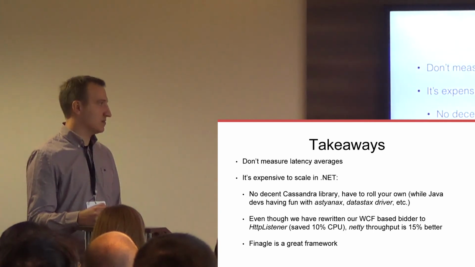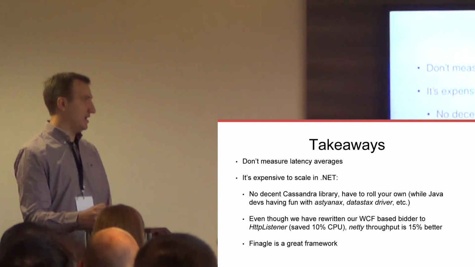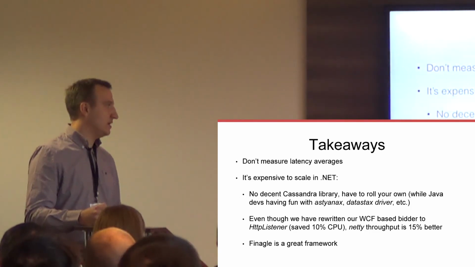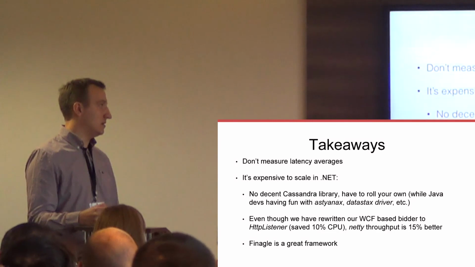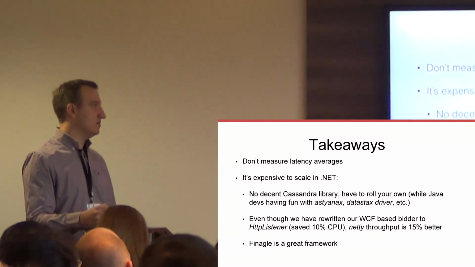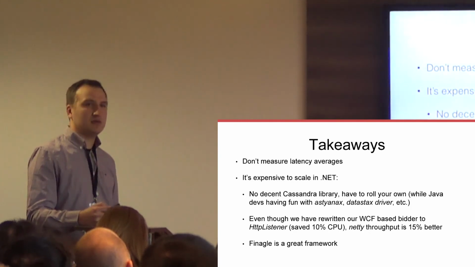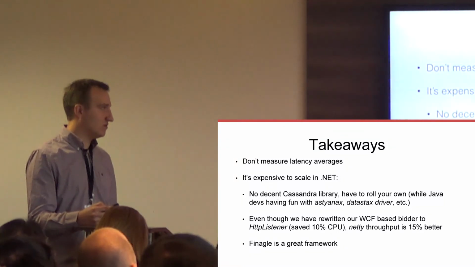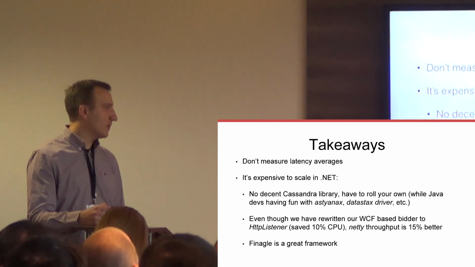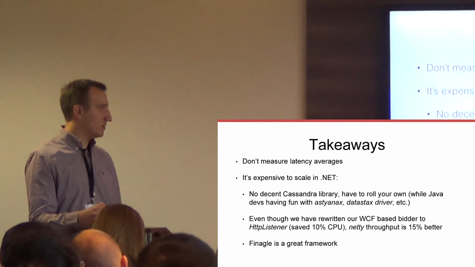As I've mentioned, we started with the bidder APIs written as Windows Communication Foundation services. We rewrote them to HTTP listener, which saved about 10% of CPU. But for example, the Netty framework, the famous Java networking framework, has a throughput about 50% better. And we use Finagle for some of our APIs, which is great. We are very happy with it.